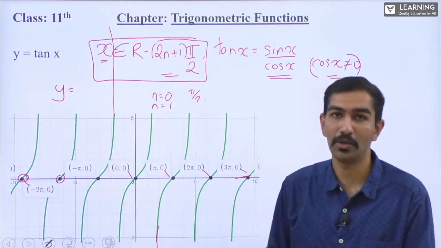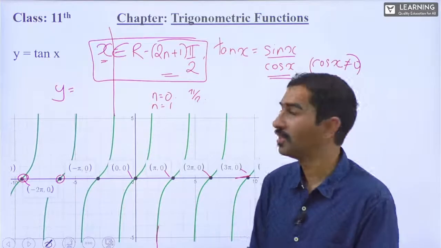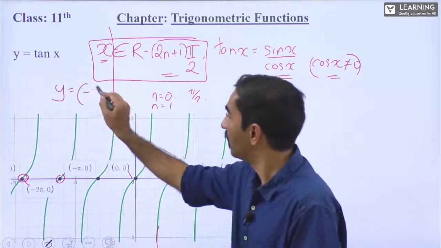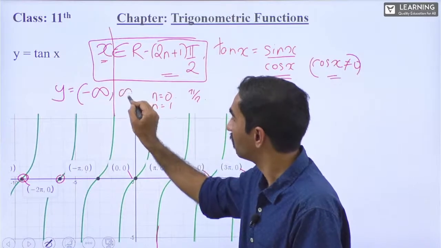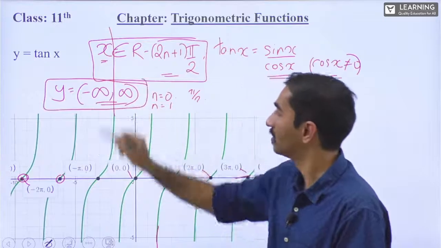We don't know how far down it is going. We don't know which number is down below. So it is going infinitely down. So the range would be minus infinity to plus infinity. So this is our range for tan x.